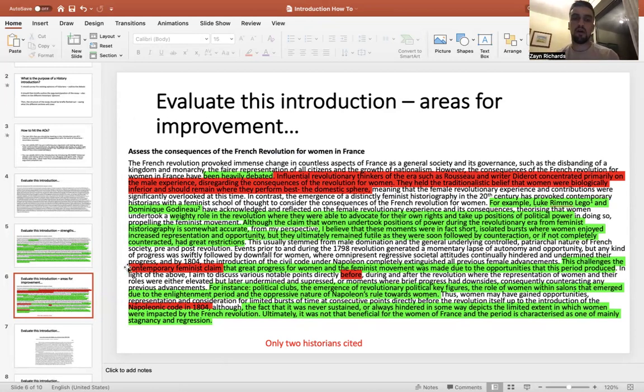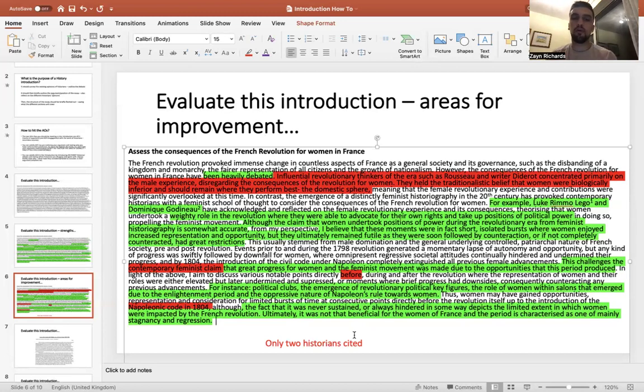We then have a bit of odd phrasing here. It says contemporary feminist claim. What they're trying to say is feminist historians now. By contemporary, though, that would imply that they're feminist historians at the time, which is not what the student wants to say. So there's a little bit of a lack of clarity there. We then have the word before, but the question is the consequences of the French Revolution for women in France. So by focusing on women before the revolution, that's actually not relevant, because the question is asking about the effects of the revolution, not what it was like before the revolution.